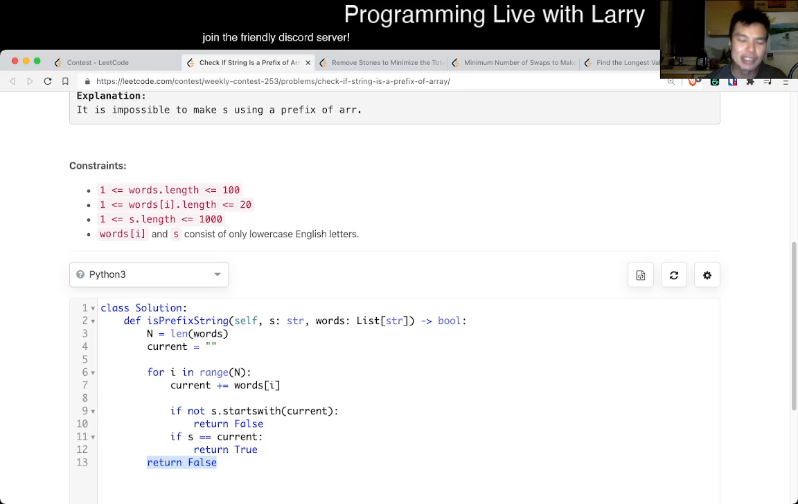But that's basically it. The complexity is a little bit messy. We look at each word. You can say that, for example, if there are 20 words of 100 length, these are kind of expensive. You could do the complexity that way. But in the worst case, it is going to be n squared time, where n is the number of characters in s, not related to words.